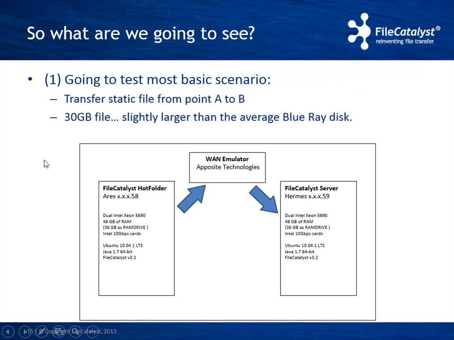So what we're going to see is, the first demo I'm going to show you is just a static file transfer. I'm going to grab a single file and move it from point A to point B. The file is 30 gigs in size, so it's slightly larger than your average Blu-ray disc. A lot of media companies move these ISOs, these Blu-ray discs, around, especially nearing the post-production era.